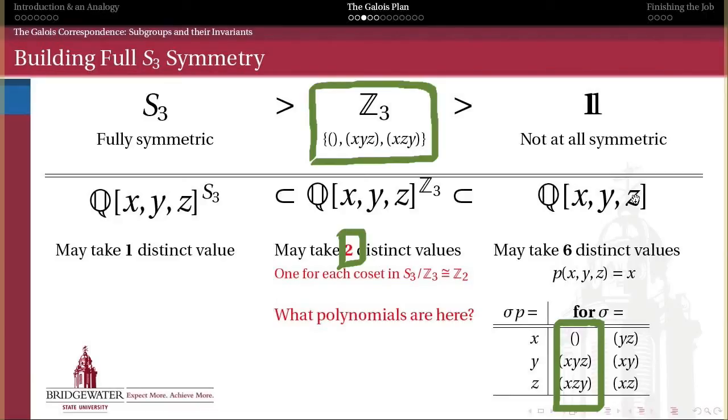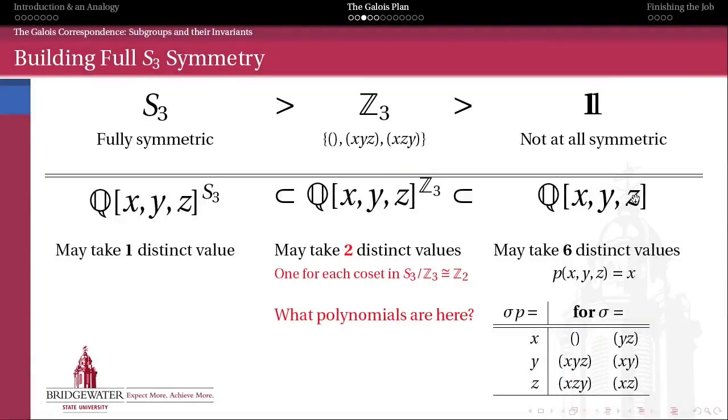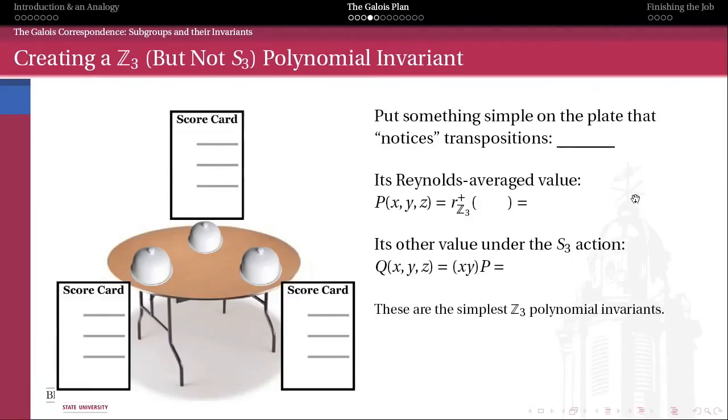So let's return now to the question of which polynomials there actually are in the middle. To do that, we're going to go back to this Reynolds averaging process, and you want to do so in as basic a way as possible. In other words, I want to put a polynomial underneath the cloches on the plates here that is as simple as it can be. So I might think about starting with, I don't know, x. But the problem with that is that x is not invariant under the Z mod 3 action. So I don't want to put x under here.